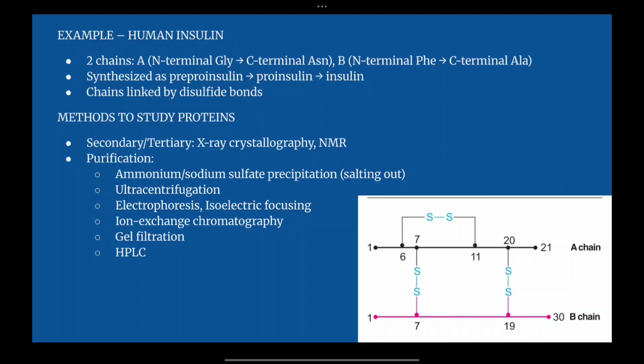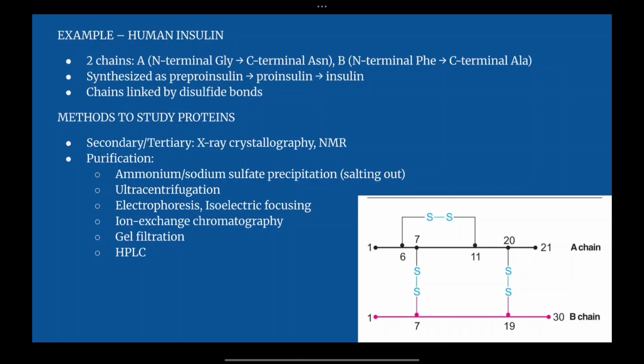Now, how do you study a protein? A protein can be studied by conducting certain tests on it. So how do you conduct the tests on the proteins? There is one method for secondary and tertiary protein structures, that is X-ray crystallography and NMR, to determine the 3D structure of the protein. The other way to study the protein is by purification, that is you can precipitate it out to obtain the proteins.